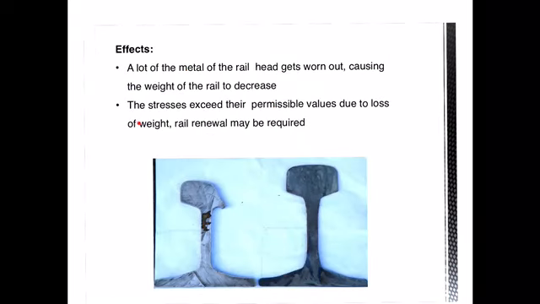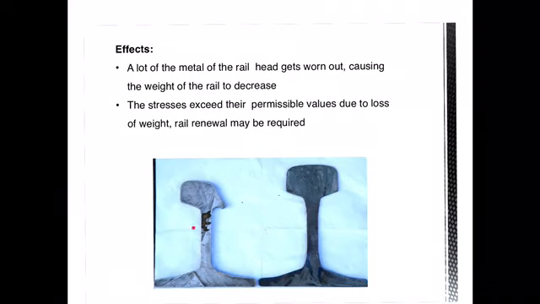Because of the loss of metal, whenever there is a metal loss, it should be ensured that the stresses are within the permissible values. If I find that the stresses are exceeding the permissible values, the rail section needs to be renewed, or it can be completely replaced.